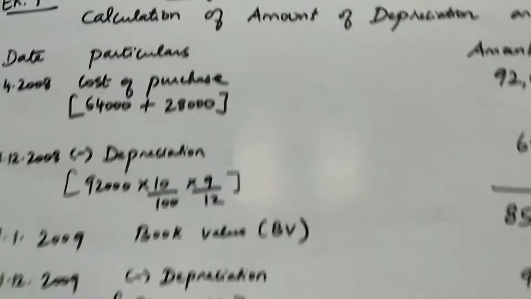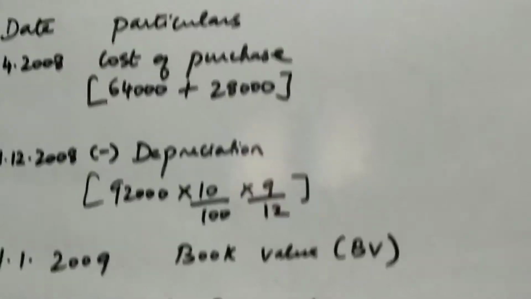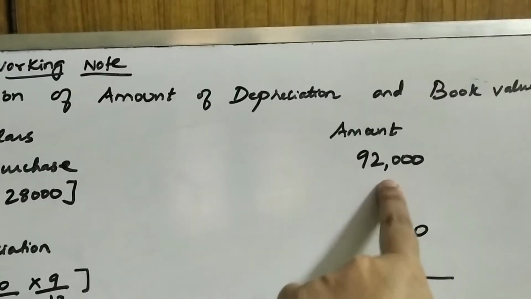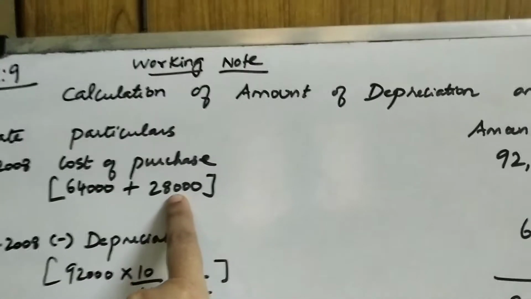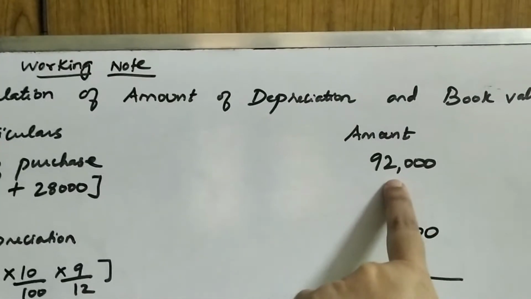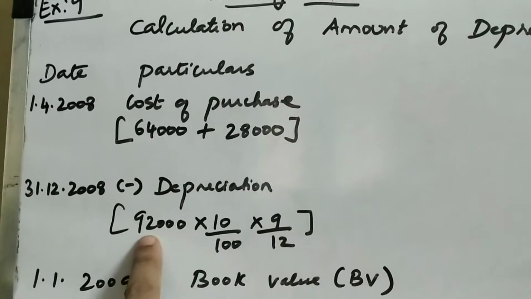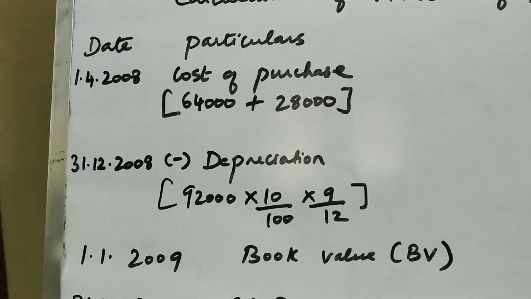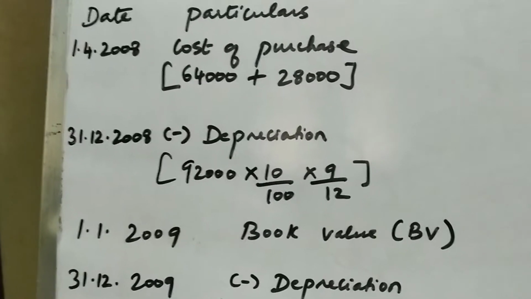So the cost of the asset, they have already given the rate of depreciation. We need not calculate. So 92,000 is the cost. Do you know how we are getting this 92,000? 64,000 plus that installation charges. So the total is 92,000. We are going to provide depreciation only on this 92,000 and 10% has been given. They have asked us to provide it under the straight line method.